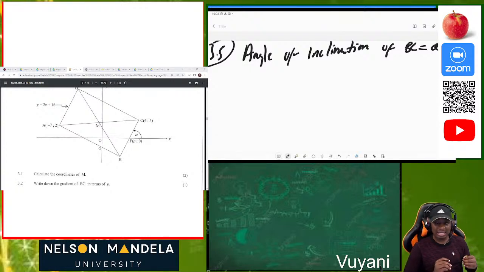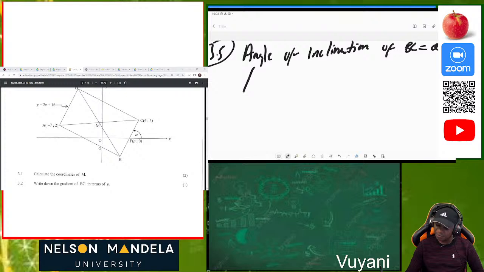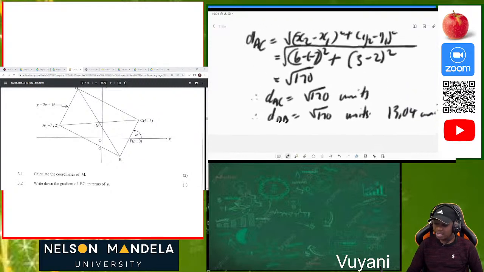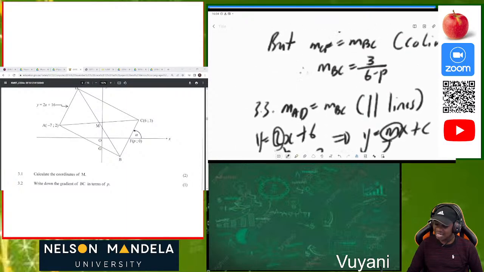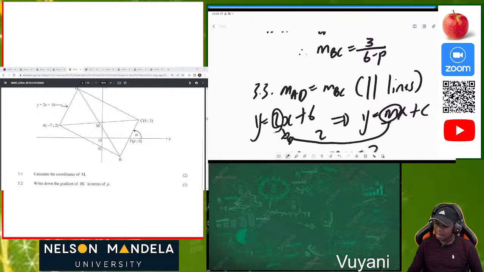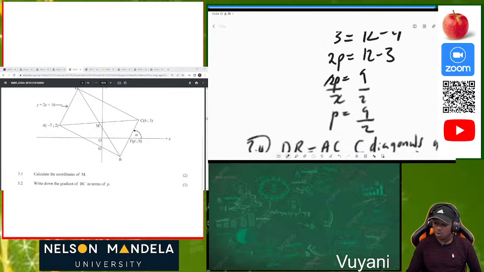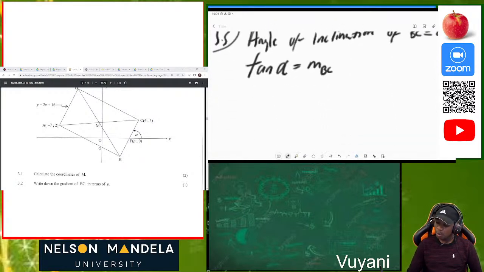So what does that tell us? In order to determine the angle of inclination, we always use the same theory: tan of alpha will be equal to the gradient of line BC. We know the gradient of line BC because AD and BC are parallel to each other, so they have equal gradient. The gradient of BC is equal to 2. Then alpha will be equal to arctan of 2.